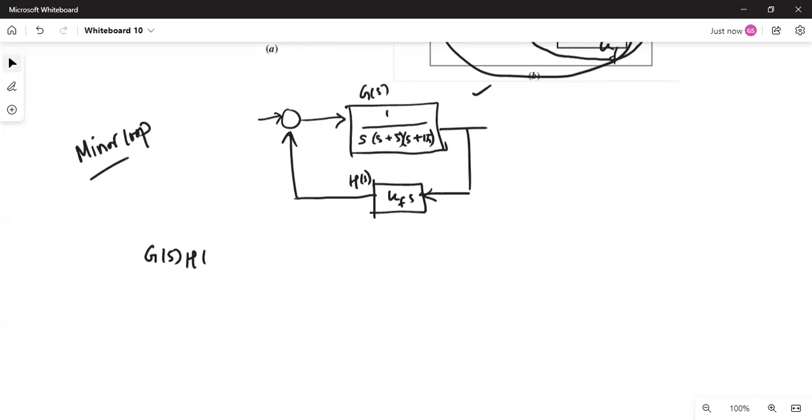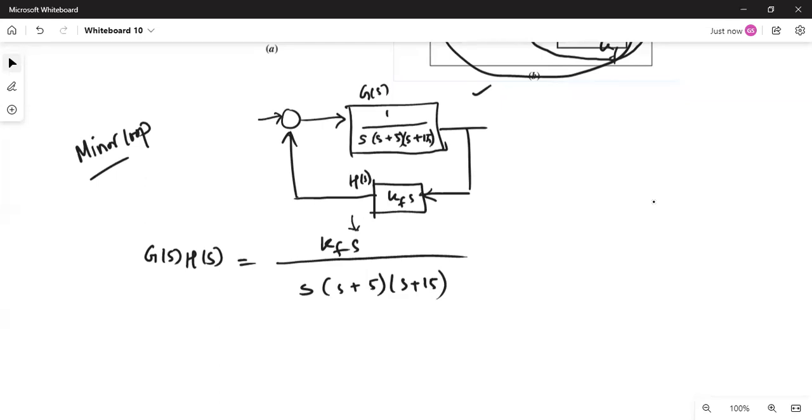So G of S, H of S is now KFS, and then you have S plus 5 and S plus 15. You can see S is common and can be cancelled out, but it should not be, because it will have an impact on your transfer function. What it means is that the zero here is the feedback zero, so that one may not go to the overall transfer function.